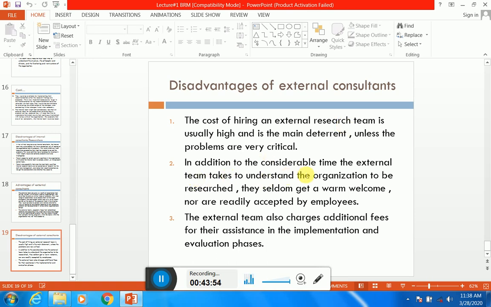Next, in addition to the considerable time the external team takes to understand the organization, they seldom get a warm welcome nor are they readily accepted by employees. Simply, the disadvantage is that sometimes internal employees, the entire population of the organization, don't want to welcome or disclose things to the external consultants, because these are external people from outside the premises of the organization.